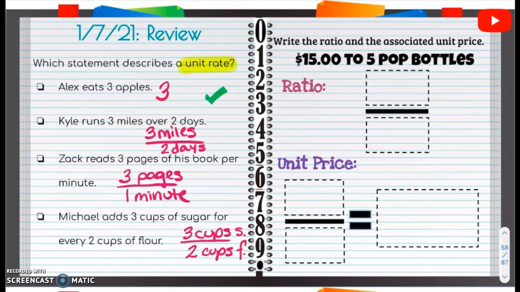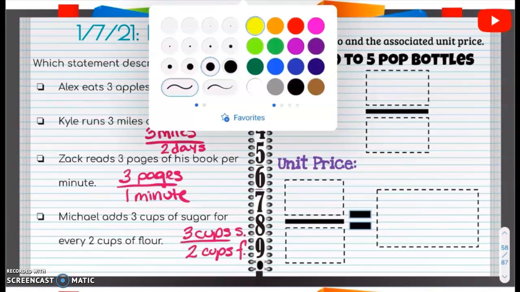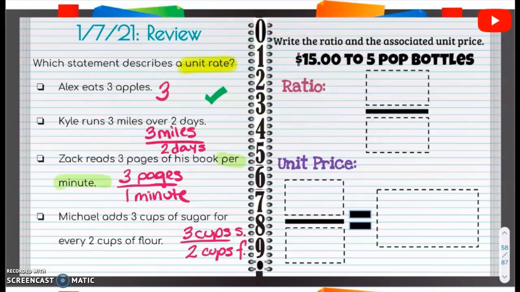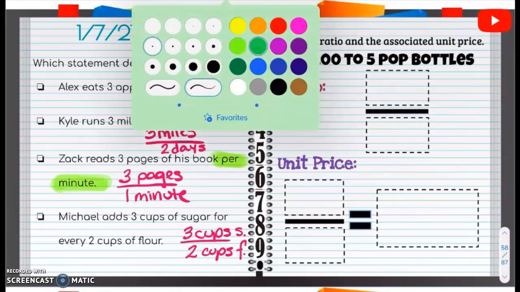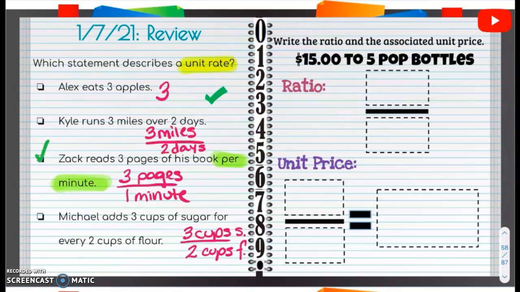So this first one doesn't have anything. Great. This one, 3 miles in 2 days. No. 3 pages in 1 minute? Whoa, per minute. Those keywords there, per minute, mean you're going to have a unit rate. So our unit rate, the only one, is going to be this third one, because the last one is 3 cups of sugar for 2 cups of flour, so that's not it. All right, so we're good with that one.